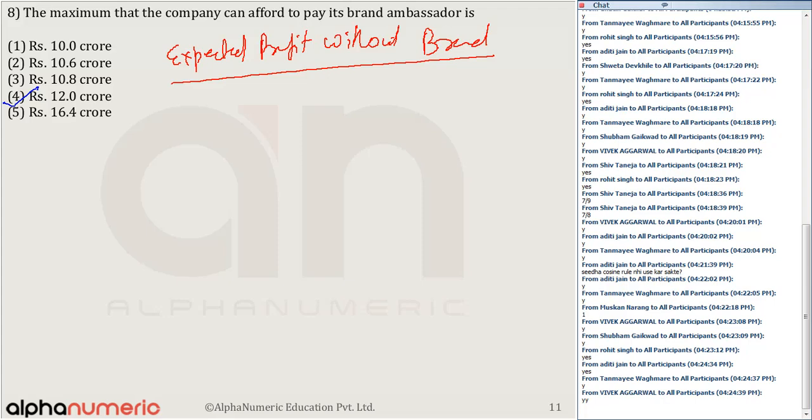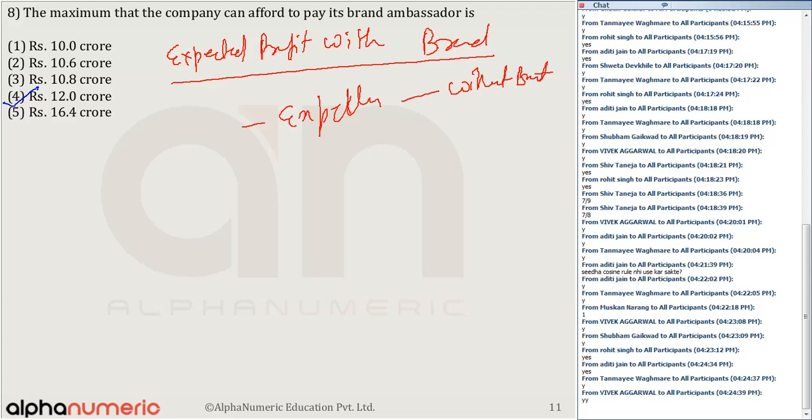Expected profit with brand ambassador minus expected profit without brand ambassador. This will be it, right? Expected profit with brand ambassador minus the expected profit without brand ambassador. That is the maximum amount which the company can afford to pay the brand ambassador. Its cost should be recovered, right?